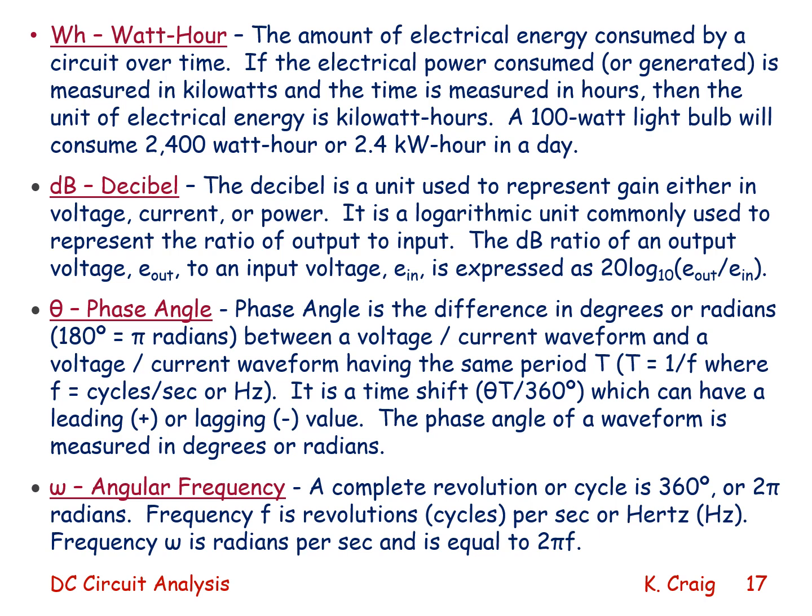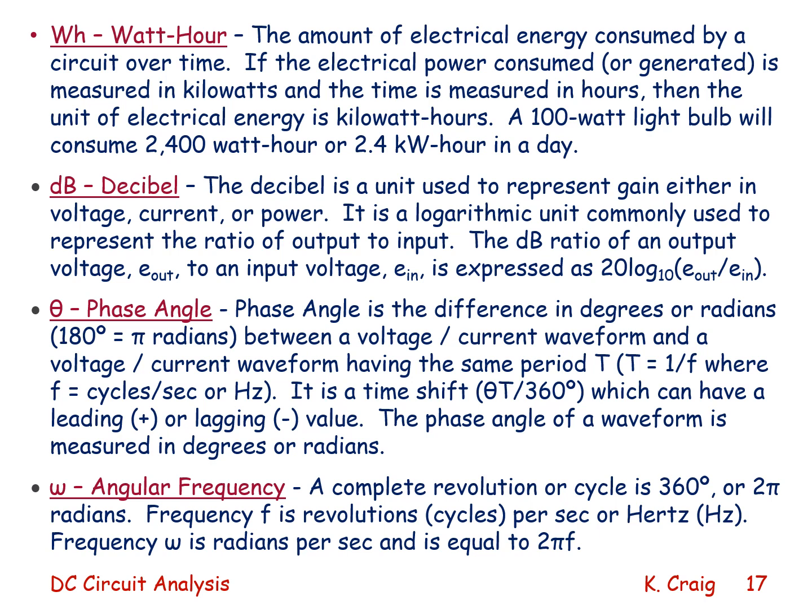The second quantity is the decibel, with the symbol dB. The decibel is a unit used to represent gain, either in voltage, current, or power. It is a logarithmic unit commonly used to represent the ratio of output to input. The dB ratio of an output voltage, E out, to an input voltage, E in, is expressed as 20 times the log to the base 10 of the ratio of E out to E in.